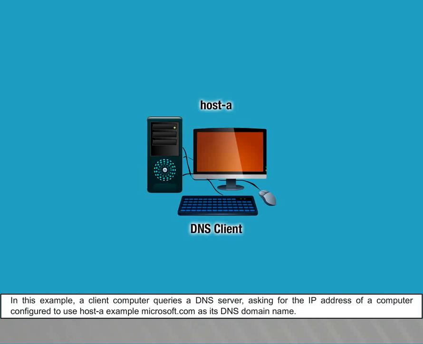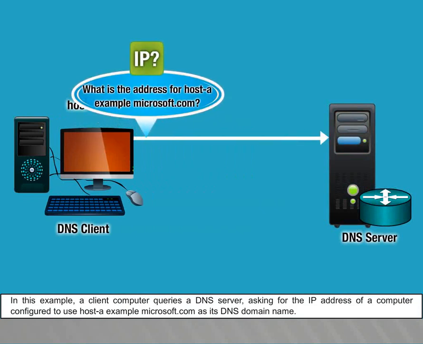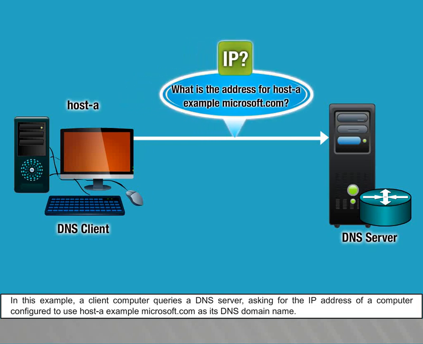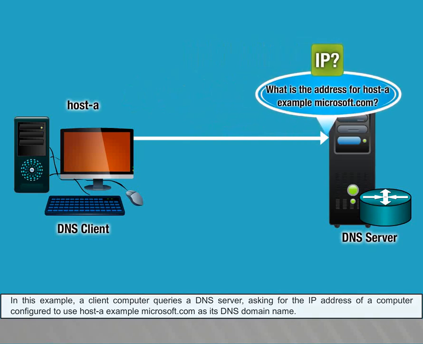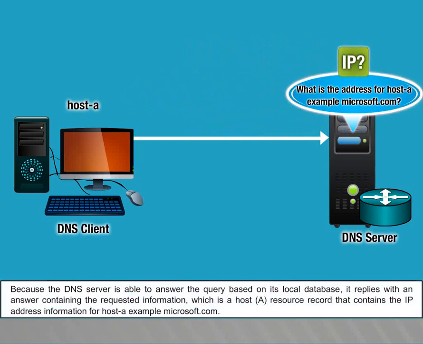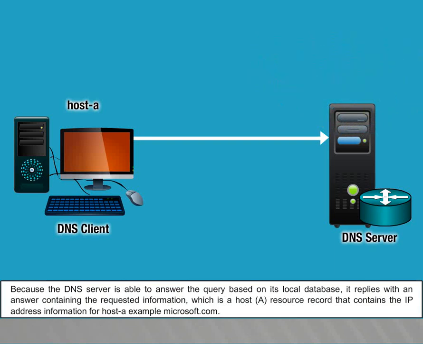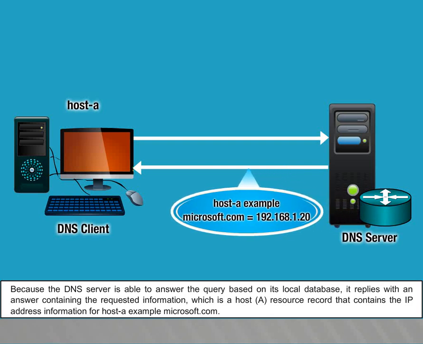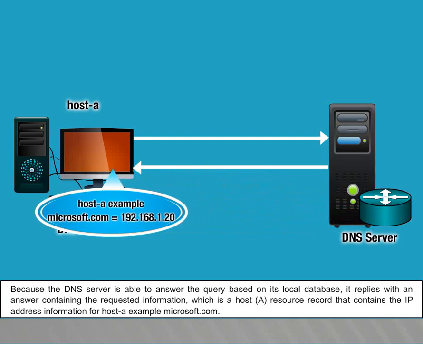In this example, a client computer queries a DNS server asking for the IP address of a computer configured to use host8.example.microsoft.com as its DNS domain name. Because the DNS server is able to answer the query based on its local database, it replies with an answer containing the requested information, which is the host A resource record that contains the IP address information for host8.example.microsoft.com.